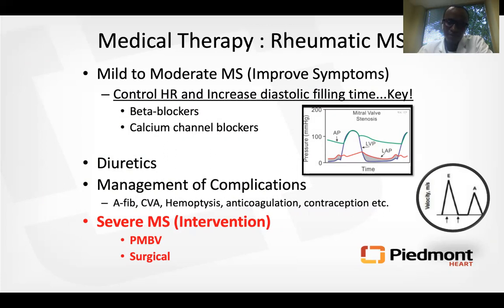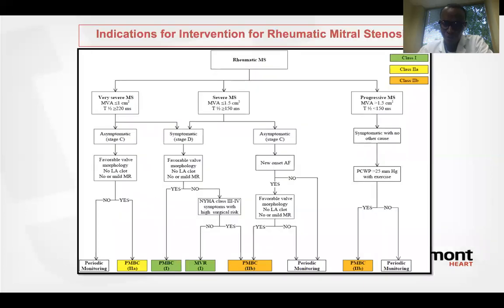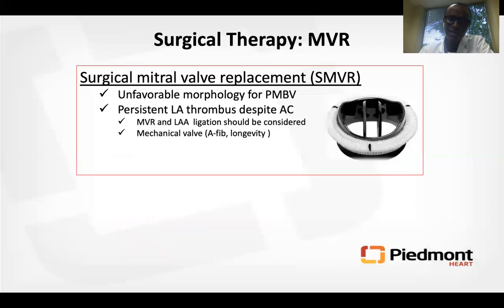So in terms of interventions, we can do balloon mitral valvuloplasty, which is a very mature procedure, or we can do surgical intervention. They're both class 1 indications, but of course, which one to choose depends on the favorability of the valve for this therapy. Surgery is done for patients who have unfavorable anatomy. That means their valve is very calcified.